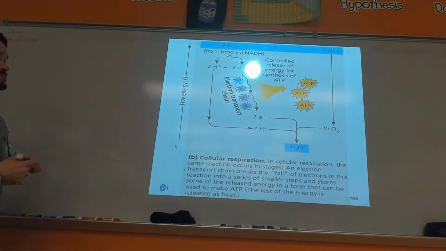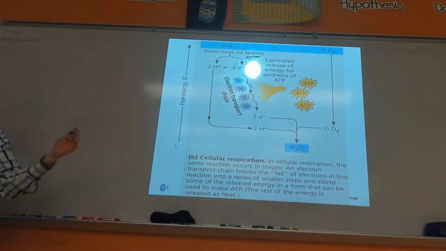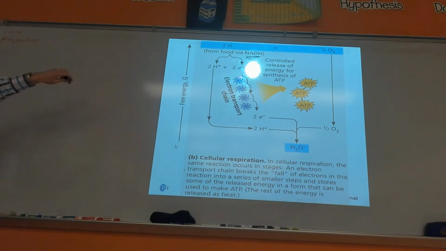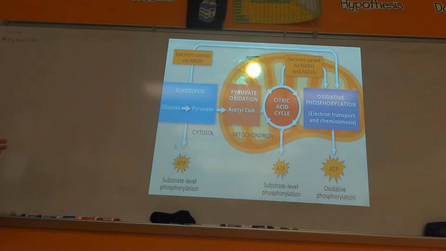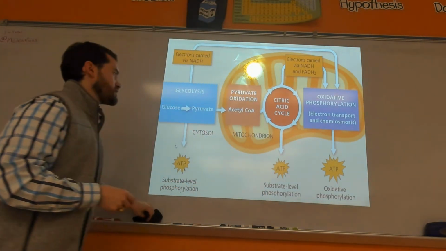The idea of the electron transport chain is we take those electrons from glucose, we transport them via NADH and FADH2 to the electron transport chain, and then we do a stepwise, controlled release of that energy to make ATP. Okay? So that's what I want you to get out of that for now. All right, and this was your overall big picture of cellular respiration.